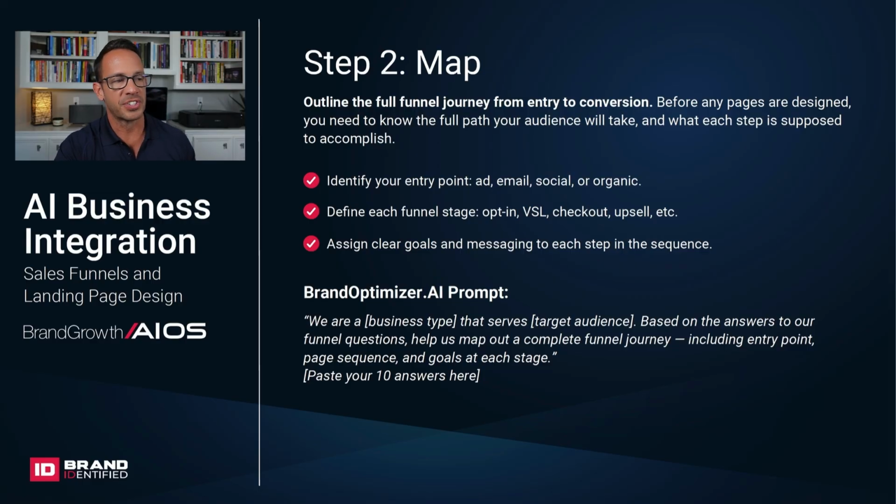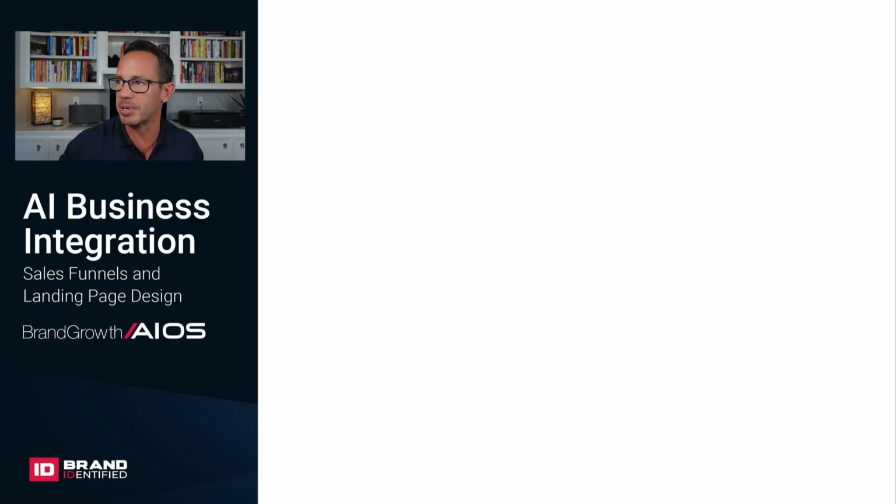So for example here, using this prompt, we are, and you want to input your business type there, that serves, and you want to add your target audience there. Then, based on the answers to our funnel questions, help us map out a complete funnel journey, including entry point, page sequence, and goals at each stage. So you're going to take that prompt right there, you're going to take the 10 questions over there in step number 1, and then the answers to those 10 questions, and you're going to move those over and you're going to prompt it over into BrandOptimizer.ai.